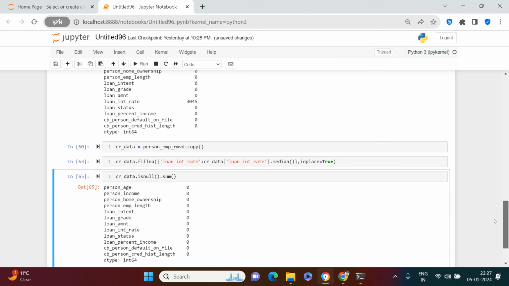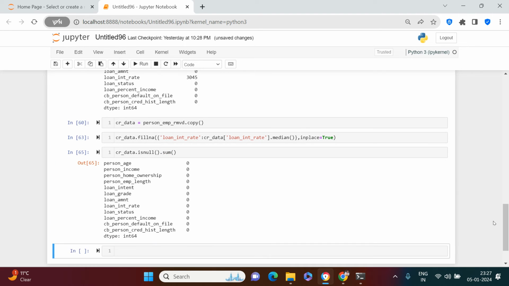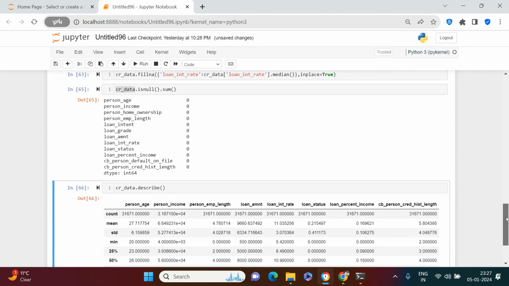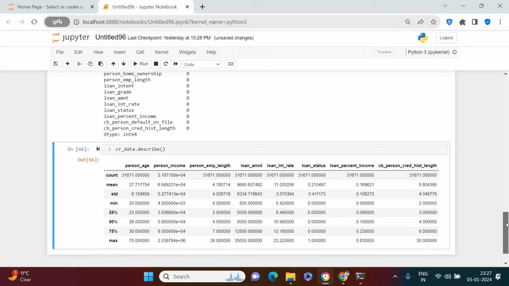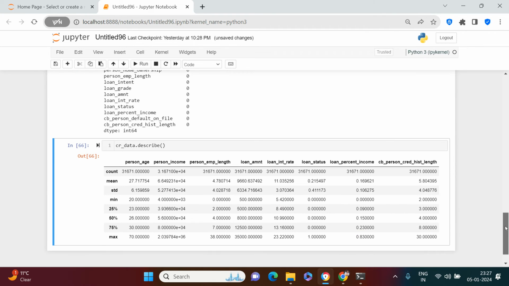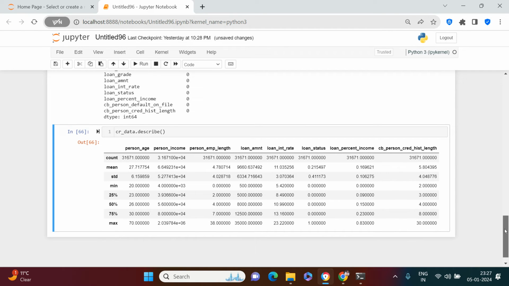After that, what else should we be doing? Now let's again just see the describe of this data. Dot describe. So here I replaced the missing values with median. Now if you want to replace that with mean, you can go ahead and do that, and if you want to replace that with backward or forward fill, you can also do that, right? I have a separate video on that, you can check that out. Okay, now that looks pretty good.